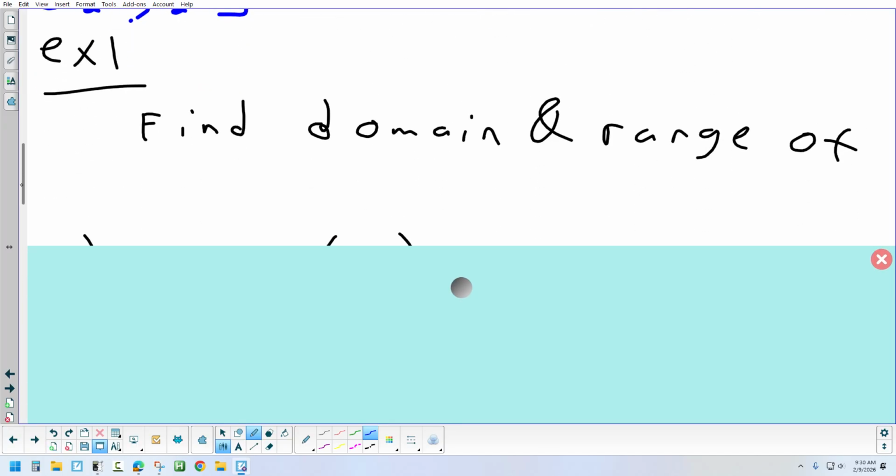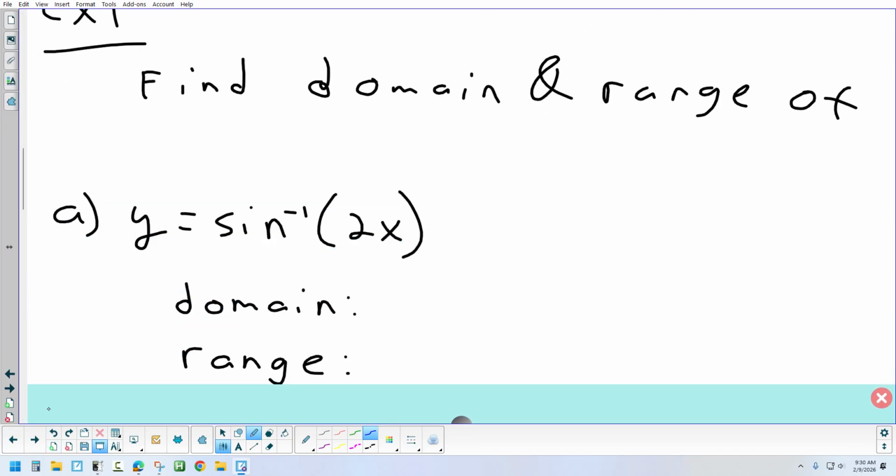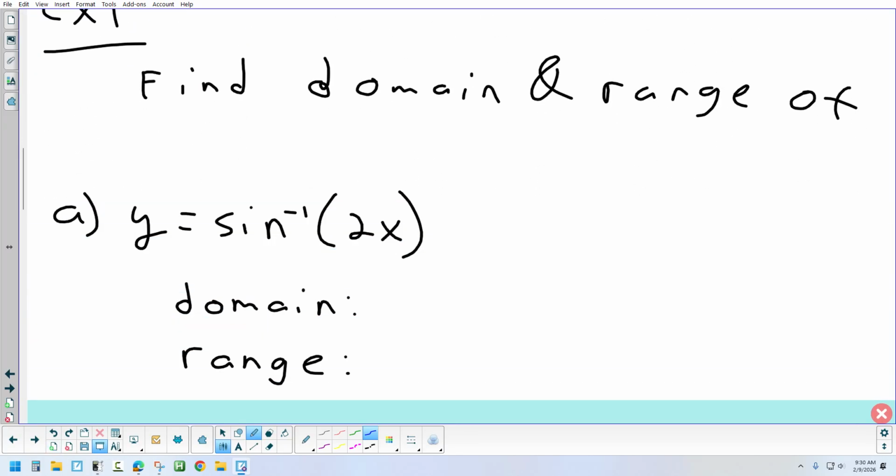All right. Let's try this one. Find the domain and range of inverse sine 2x. Let's see. First of all, which one is going to be unaffected here? The range. There is no change to the range.